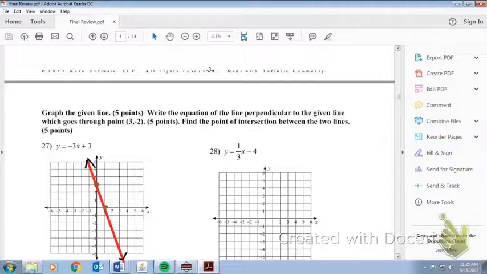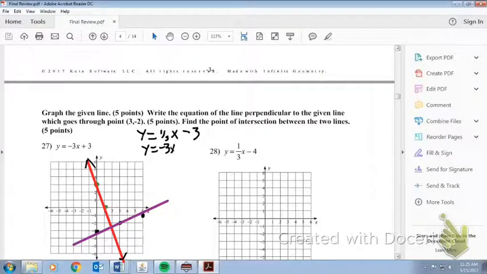We now need to write the equation of the line perpendicular to the given line, which goes through the point 3, negative 2. So what we're going to do is we're going to pick 3, negative 2, use our slope, which is going to be 1/3. That's the opposite reciprocal of negative 3. We see that it crosses the y-intercept at negative 3, so we get y equals 1/3 x minus 3.